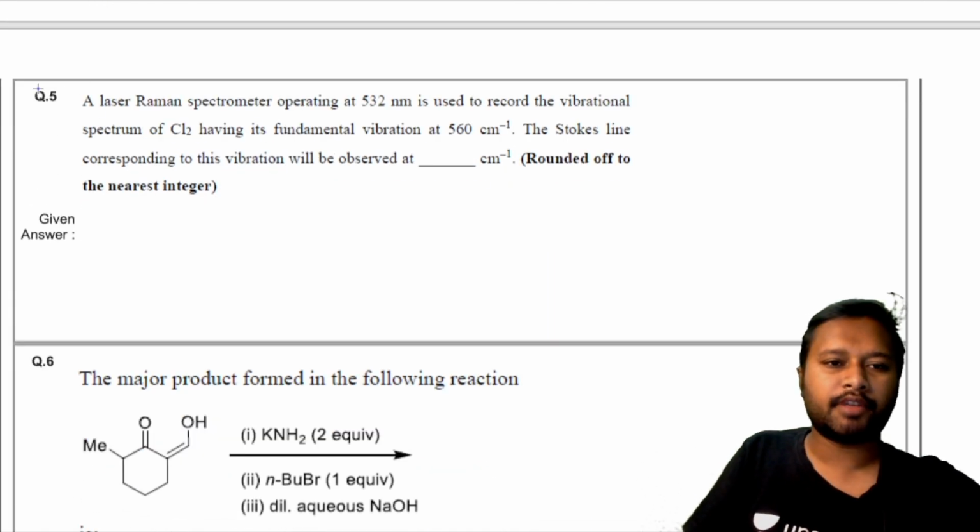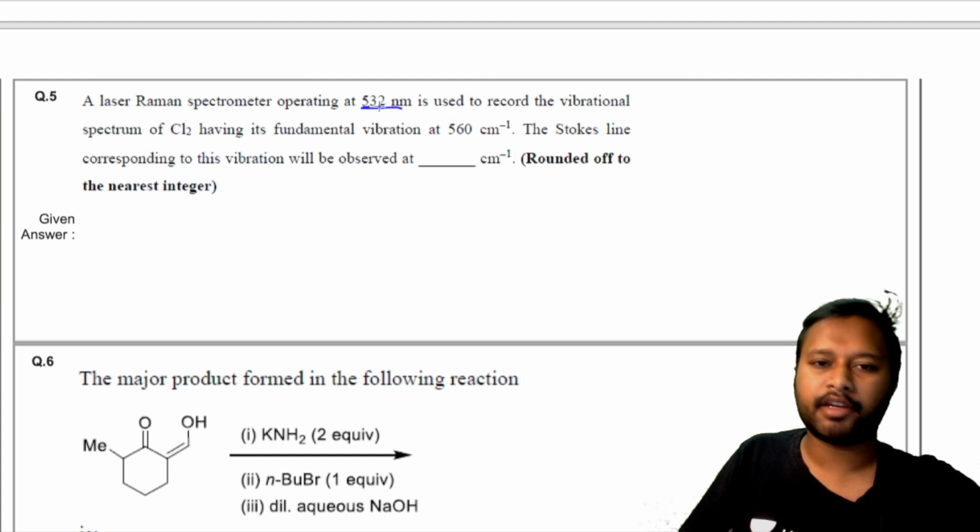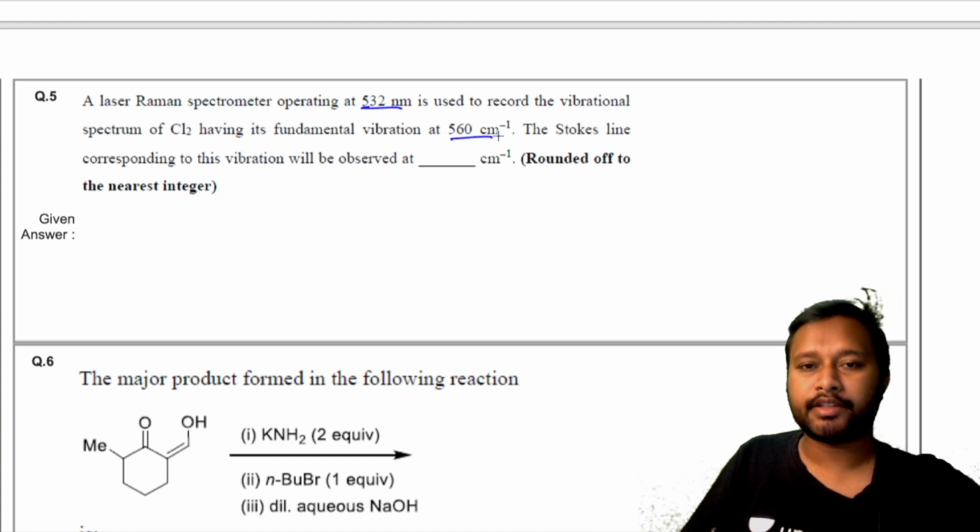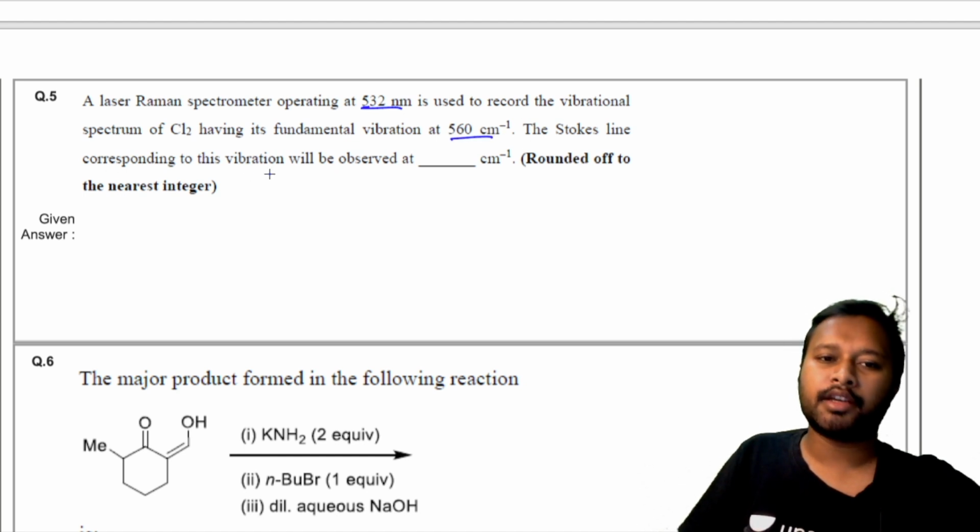And let's do this one. It says that a laser Raman spectrometer operating at 532 nanometer is used to record the vibrational spectrum of Cl2 having a fundamental vibration at 560 centimeter inverse. The Stokes line corresponding to this vibration will be observed at?